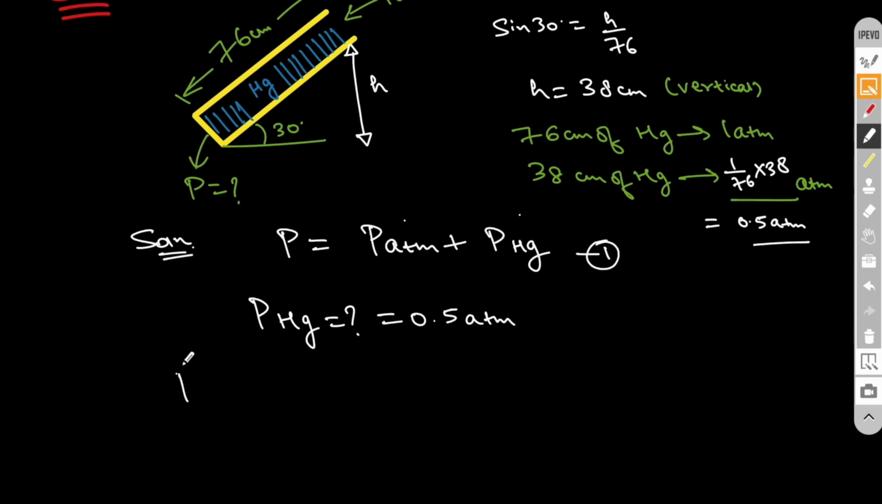We will only consider the vertical height. You need to keep this in mind. So pressure will be atmospheric pressure, which is 1, plus 0.5. It will come out to 1.5 atm. So this is our answer.